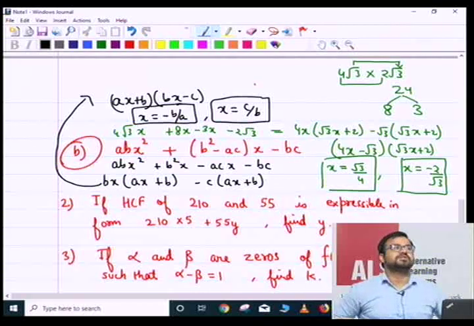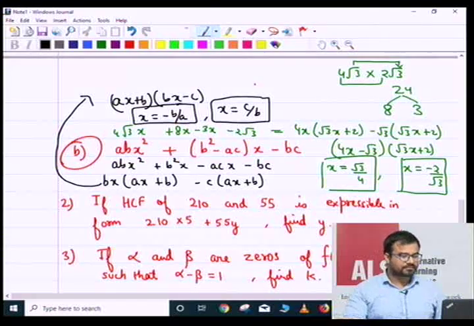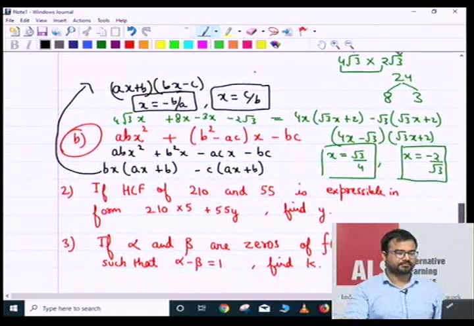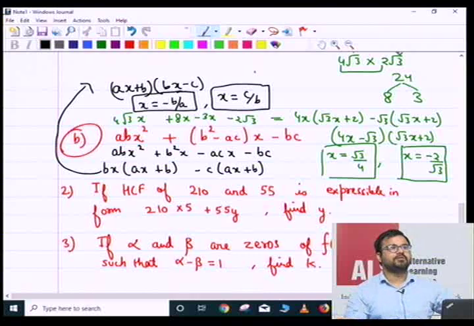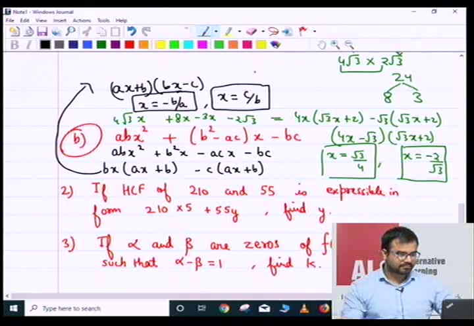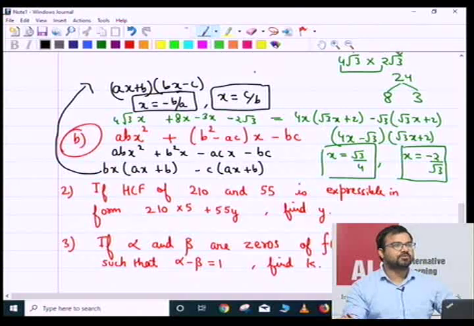Question number 2 is not 5. Any doubt in this one? Kohima, any doubt?